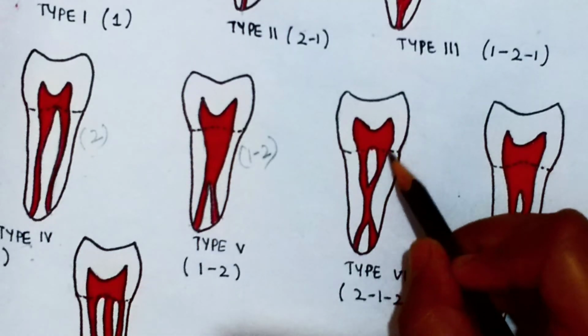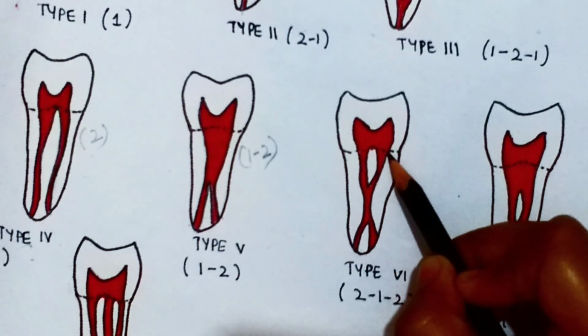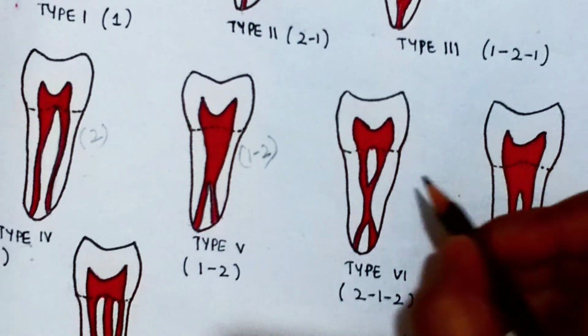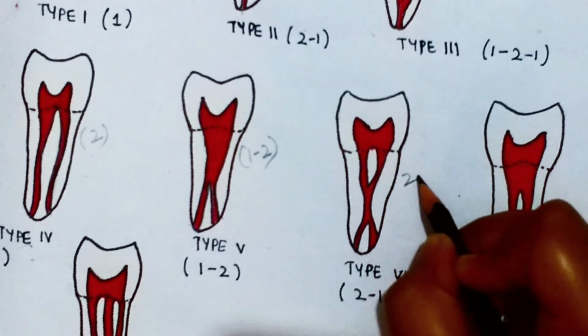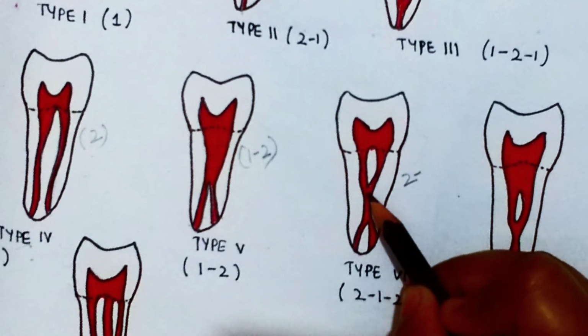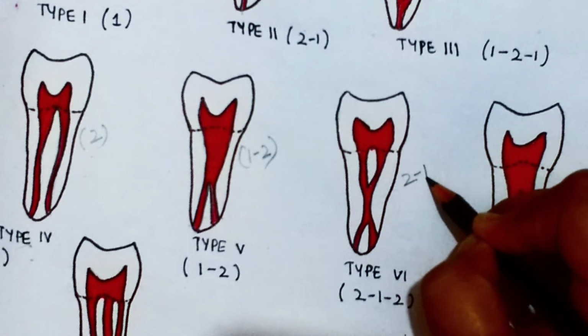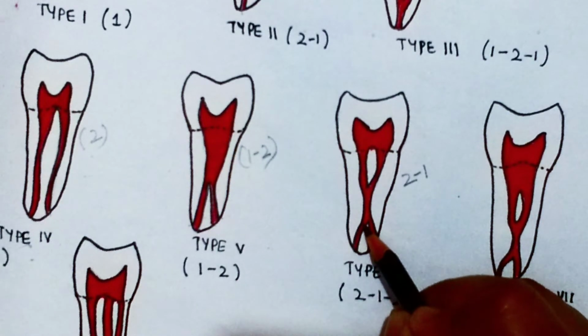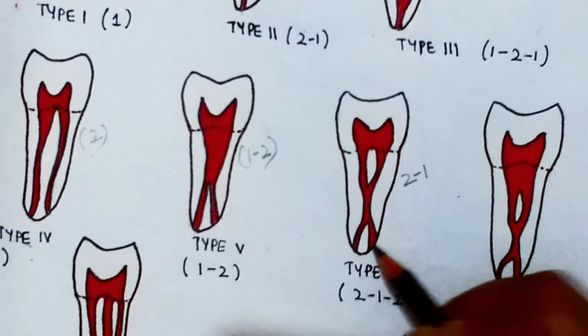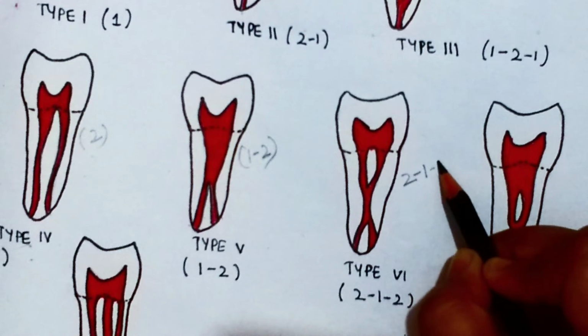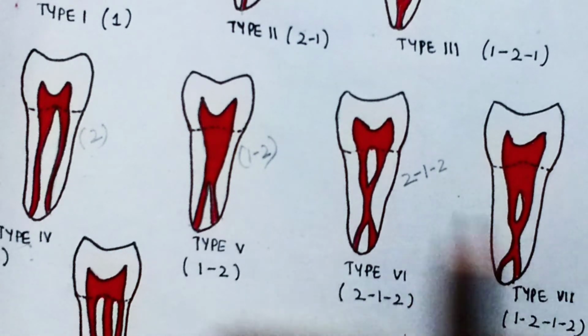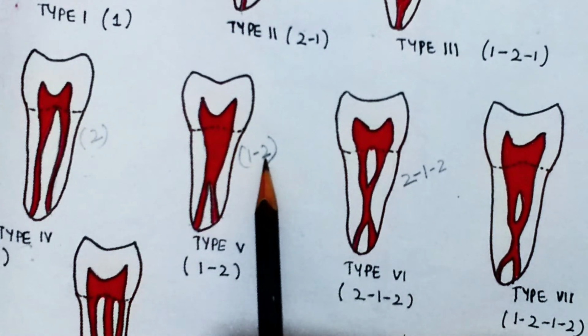In type 6 we can see that 2 different canals are exiting from the pulp chamber. So we will write 2. Then after some time they get fused, so we represent it as 1, and after that they again divide into 2 different canals. So I will write 2. In this you can see that the last number, on the extreme right, is 2, because it has 2 apical foramen.